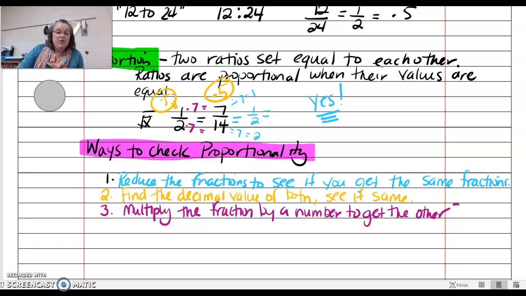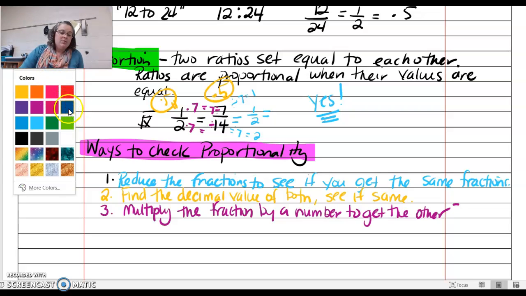We could also divide. Could I divide the 7 by 7 to get 1? Yes. Divide the 14 by 7 to get 2? Yes. So we could go both ways. Multiply or divide a fraction by a number to get the other. It has to be the same number.